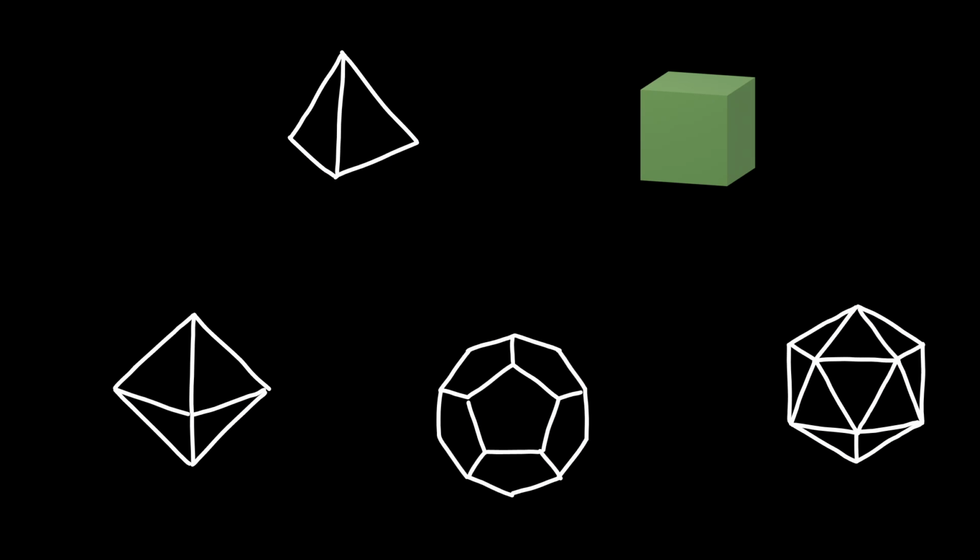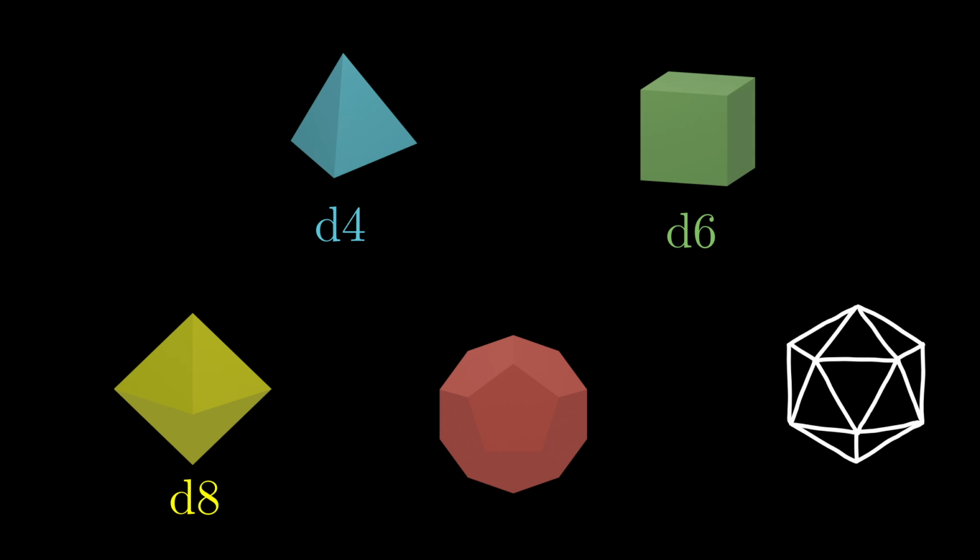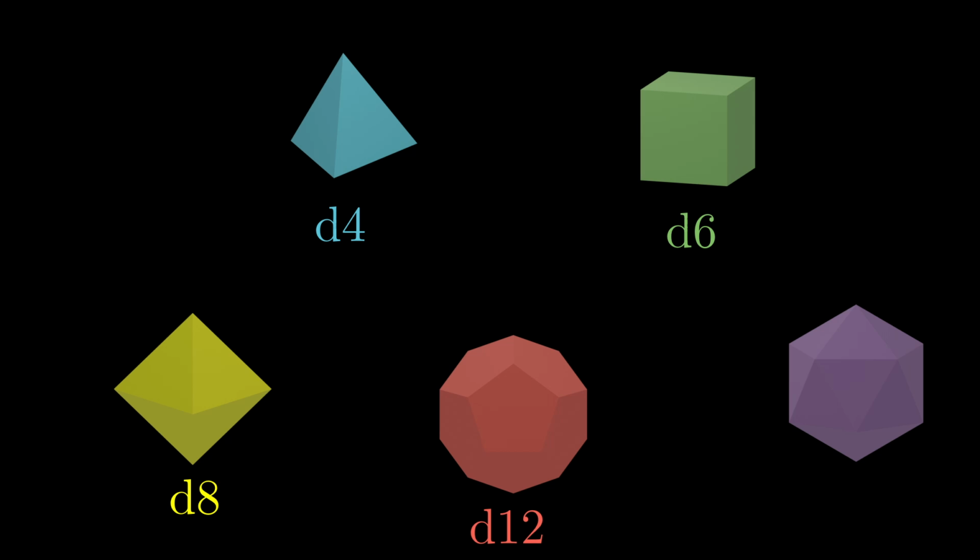While the cube 6-sided die, or d6, is the most common kind, when wanting to roll some number of numbers other than 6, it's typical to use the other 4 of the 5 Platonic solids. There's the 4-sided tetrahedron, the d4, the 8-sided octahedron, the d8, the 12-sided dodecahedron, the d12, and the 20-sided icosahedron, the d20.